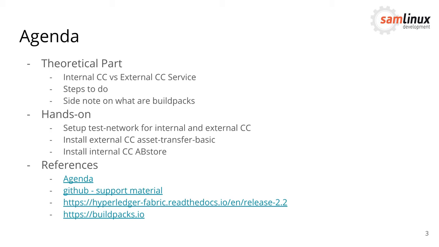So we are going to make an example with an external chaincode, and then we will compare it with an internal chaincode. So then you can see we can have one ledger, one channel, and on this channel, we can install a chaincode in the traditional way, I call it internal, and an external chaincode, which is used with an external chaincode server.